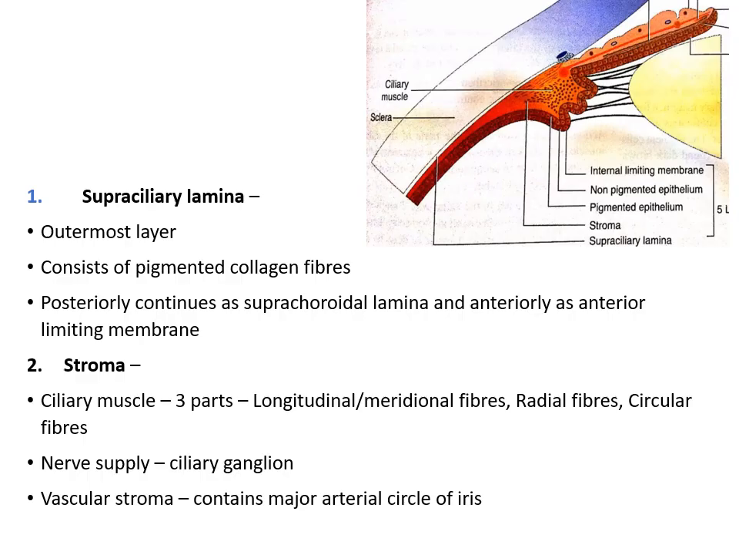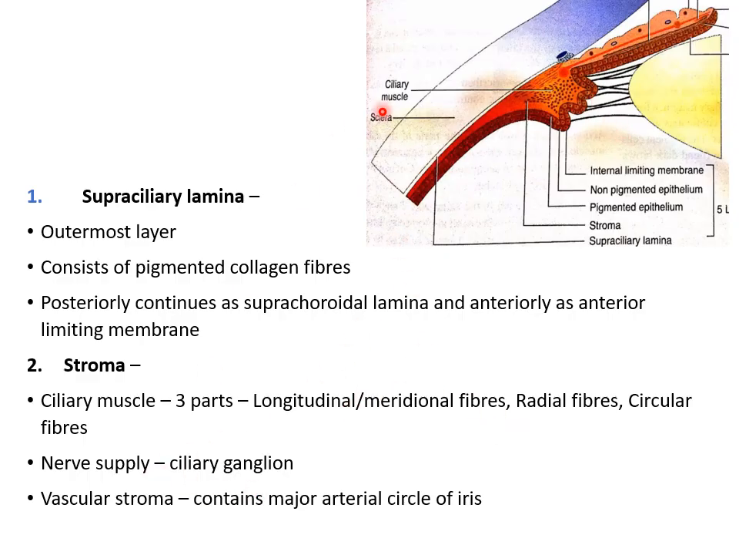If you look at the layers, or rather the microscopic structure, this is the ciliary body, and there is a thin space here known as the supraciliary lamina. It consists of pigmented collagen fibers. It continues as the suprachoroidal lamina, and anteriorly as the anterior limiting membrane. It is just connective tissue, a space in between two different layers. The bulk of the stroma is made up of muscles. Just like in the iris, the bulk of it was made up of blood vessels, here the bulk of the stroma is made up of ciliary muscles, of the three groups we have talked about.